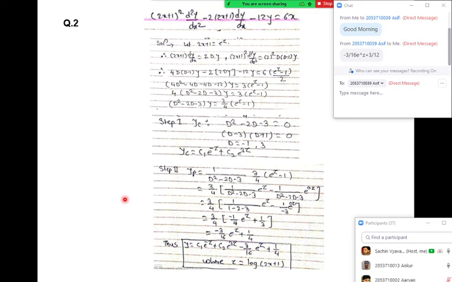Sir, it's correct. 3 by 4 multiplied by 1 by minus 3 will be minus 1 by 4. Yes, 3 gets cancelled. Oh, sorry, my mistake. So how Asif said 3 by 12, whatever I wrote is correct actually. Sorry. Good. Okay, so Asif, it is not 3 by 12. 3 gets cancelled and it comes 1 by 4 only. Okay, good. The others are also listening. Yeah, good.